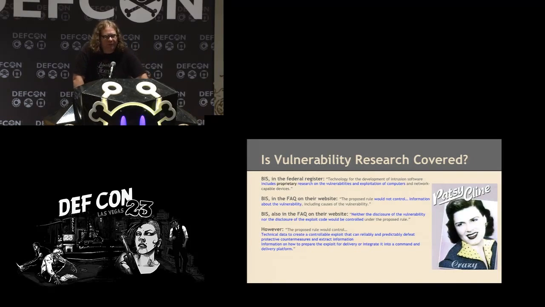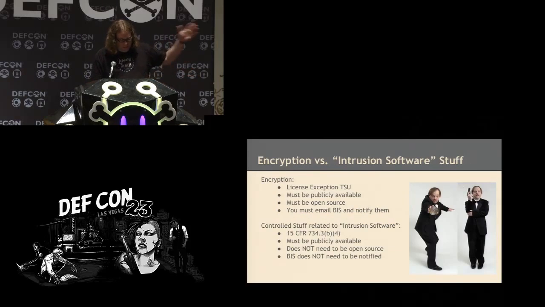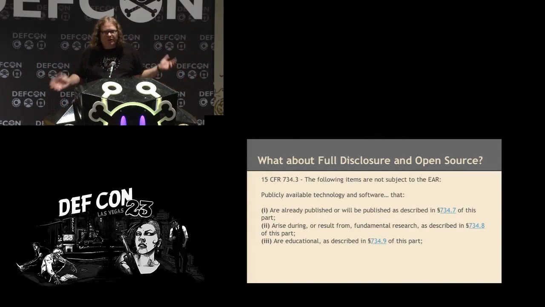I think that the BIS has been operating under the assumption that when you disclose a vulnerability to a vendor, all of the information that you give the vendor ends up becoming public. And so they decided that the exception for things that are published applies here, and so we don't have to worry about vulnerability disclosure. But as many of you know, that's not entirely true.